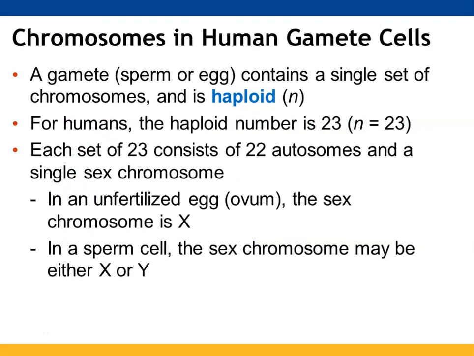In gametes, we have a haploid number of chromosomes, so that would be 23. You only have one chromosome from mom or dad for each of your 23 chromosomes. If it is an egg, the sex chromosome will be an X chromosome. If it is a sperm, the sex chromosome could be an X or it could be a Y chromosome. So of these 23 chromosomes, you're going to have 22 autosomes. Those would be the ones that do not identify gender, and then you have the one sex chromosome.